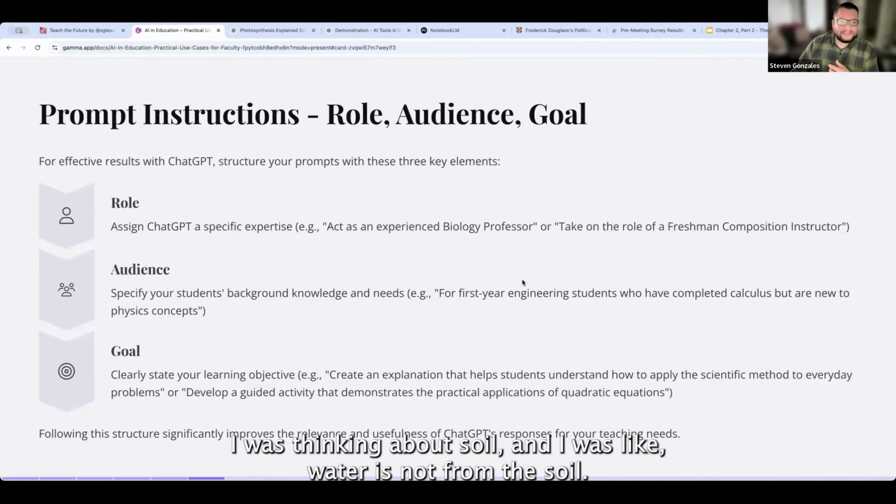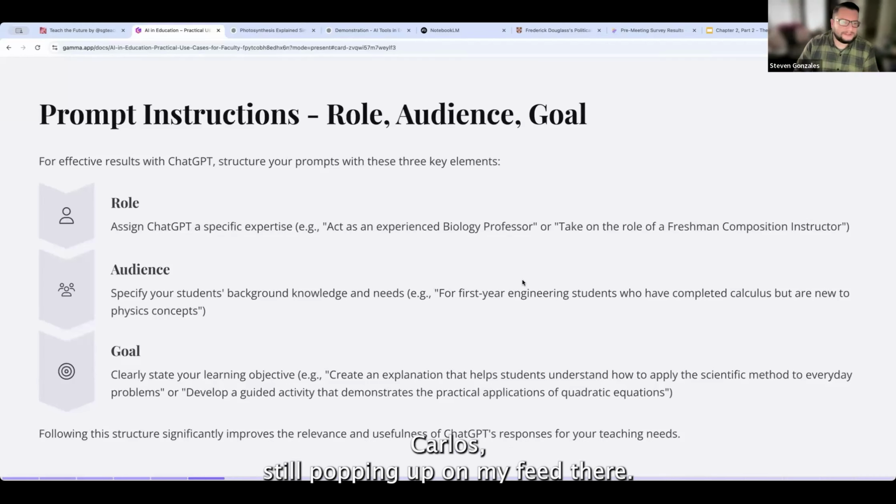And I still can't get over it, I was thinking about soil and I was like, water is not from the soil. Thank you, Carlos. Still popping up on my feed there.